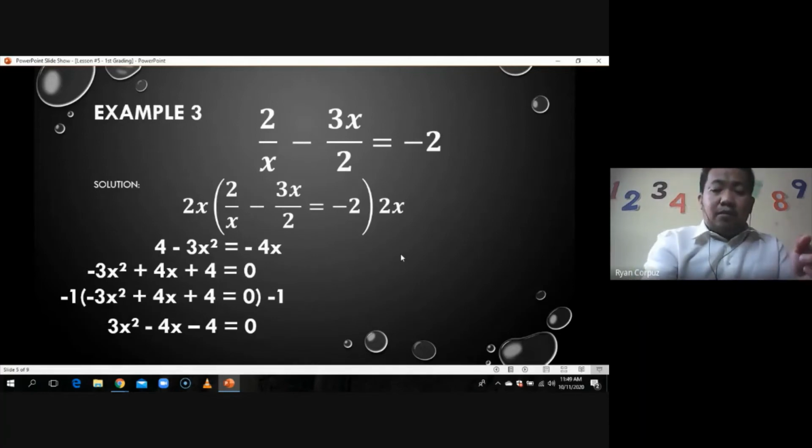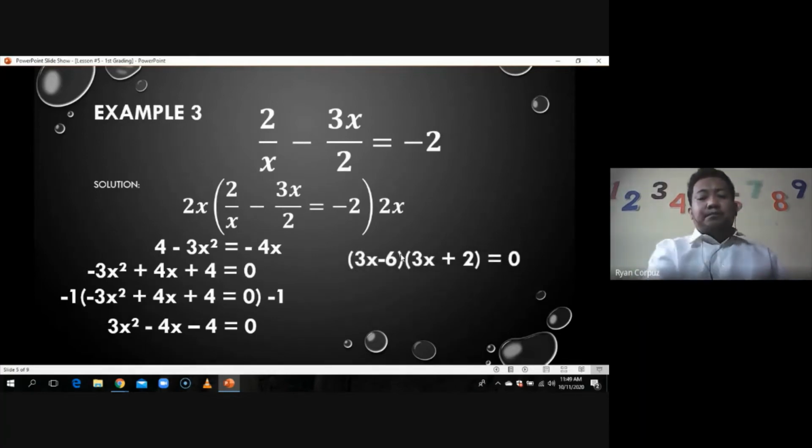So ano ngayon magiging binomial factors of that left side? Magiging ganito: 3x minus 6 times the quantity 3x plus 2 is equal to 0. Saan nakuha yung 3x na yon? Sabi natin kapag AC method na ginamit natin, yung first terms of its factors, that is the numerical coefficient of the quadratic term as well as the variable being used. So 3x and 3x are the first terms of its factors. Then the second terms of its factors are the factors of negative 12 that when added, the sum is negative 4. So that would be negative 6 and positive 2.